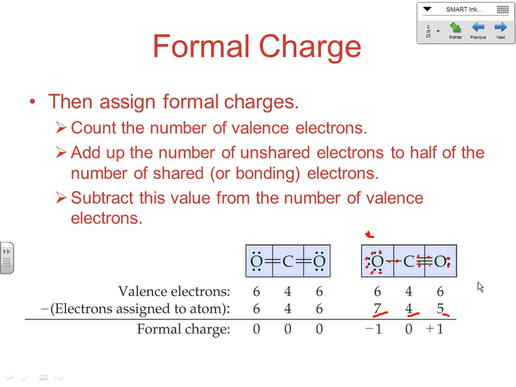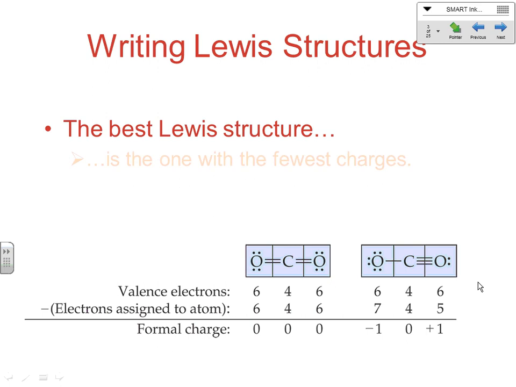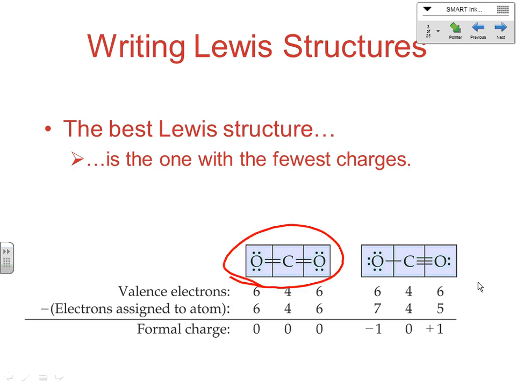Now, the way formal charge works is the best Lewis structure is always going to be the one with the fewest charges. You end up with a more stable, lower energy situation if you have lower formal charge here. So in essence, this one, by that criteria, would be the better way to draw CO2 because it has a lower formal charge.